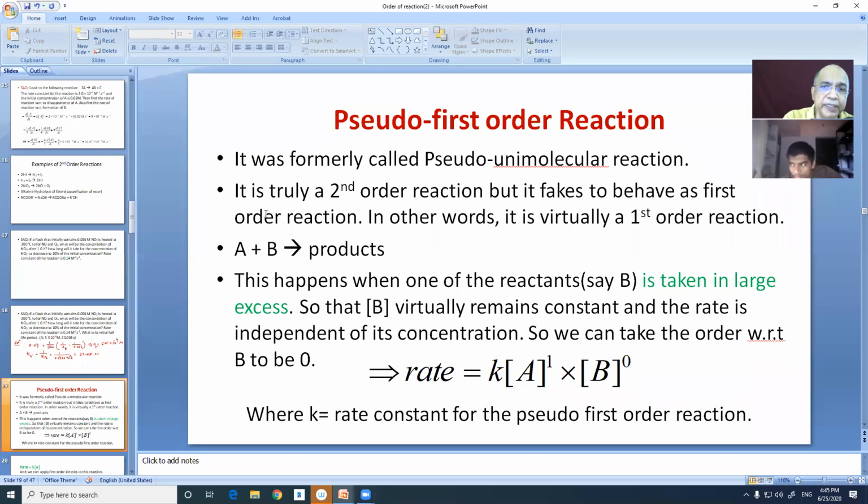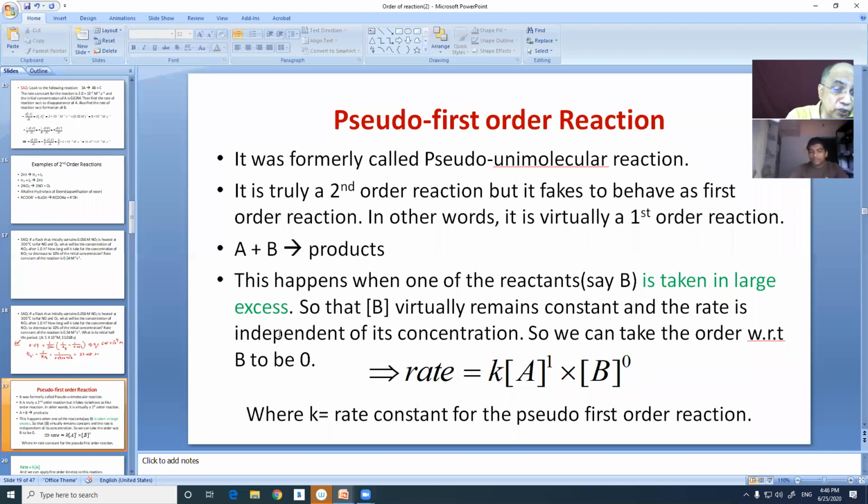But qualitatively, pseudo first order reaction was formerly called pseudo unimolecular reaction. It is truly a second order reaction, but it fakes. I used to say, not I, I quote somebody, that you fake smiling till you make it. Similarly, it is really a second order reaction, but it fakes to behave as a first order reaction. In other words, it virtually behaves as a first order reaction under the reaction conditions. This happens when one of the reactants is taken in large excess.